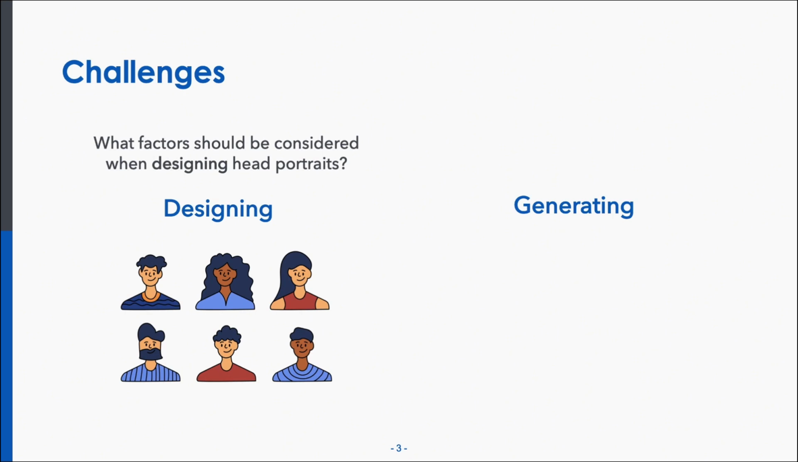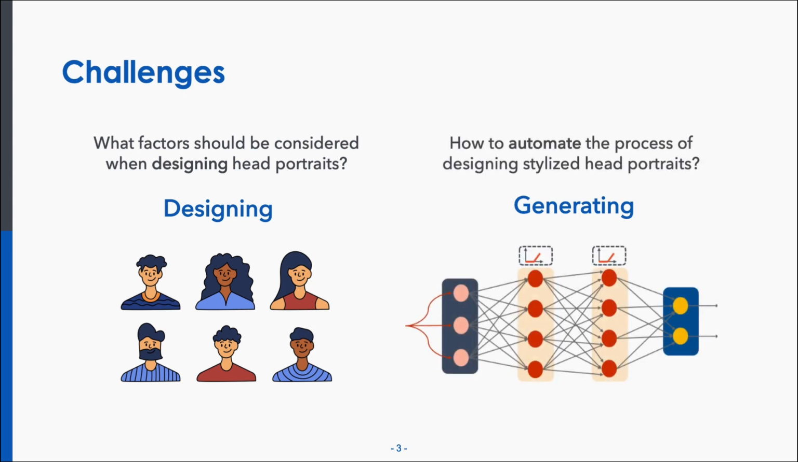Embedding such personal data onto the appearance of physical products raises key considerations around both designing and generating head portraits. First, it is unclear what factors should be considered when designing head portraits, such as the artistic style and emotional tone of a portrait. Second, how to automate the process of designing stylized head portraits remains a challenge. Recent advances in artificial intelligence such as neural style transfer enable rendering specific artistic styles. However, these models struggle when the domain gap between the source and target is especially large.